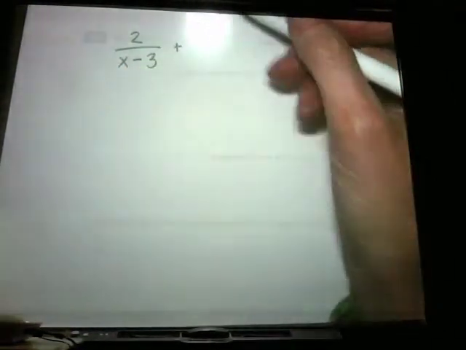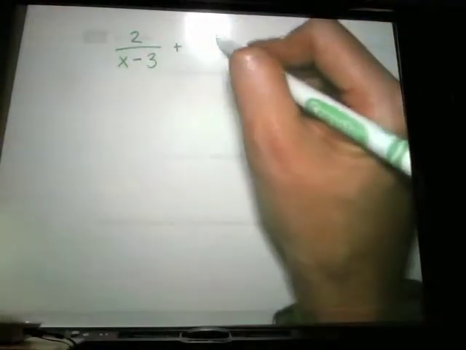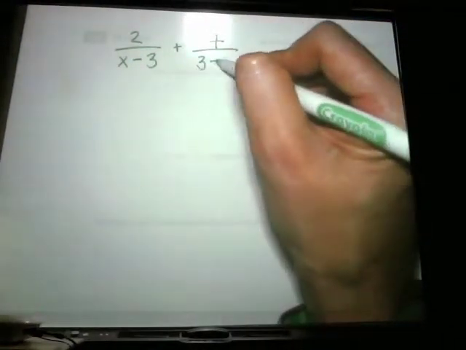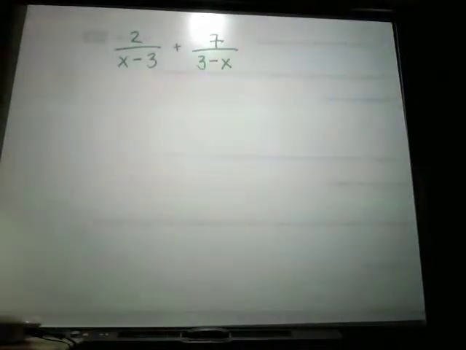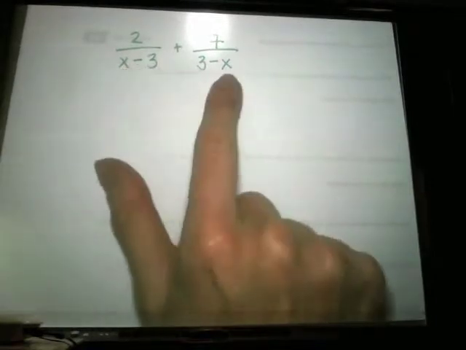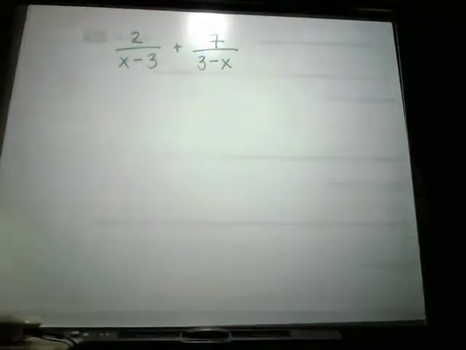Now, you're going to see some where there is a slight difference in the denominator. We need to have the same denominator. This one, they're not quite the same. 2 over x minus 3 plus 7 over 3 minus x. Are these denominators exact opposites? Good, I see thumbs up, right? Positive x, negative 3, positive 3.